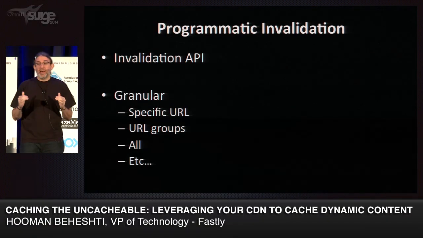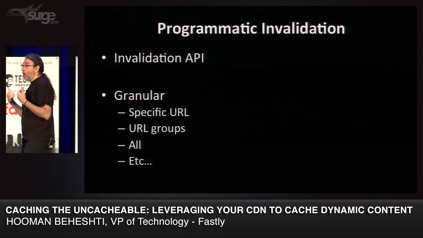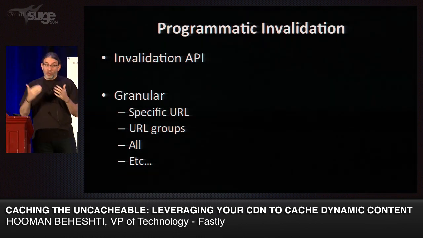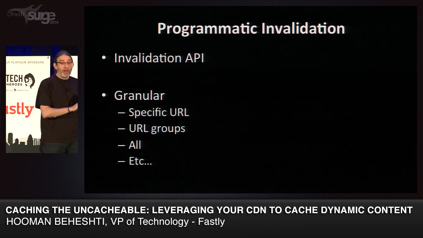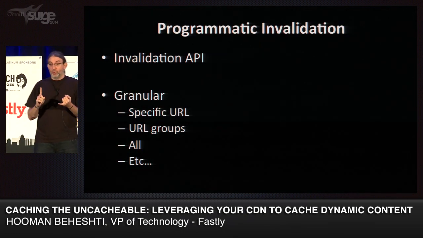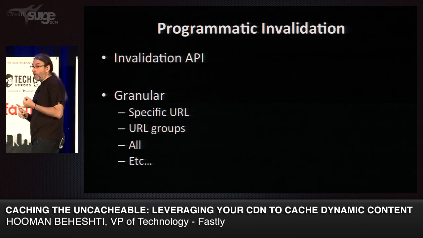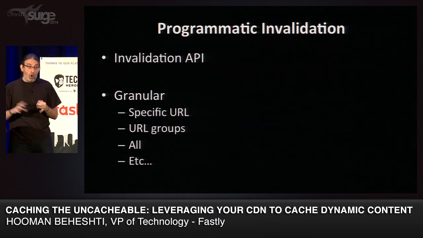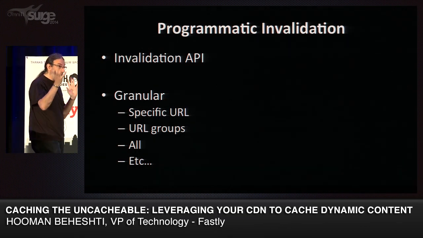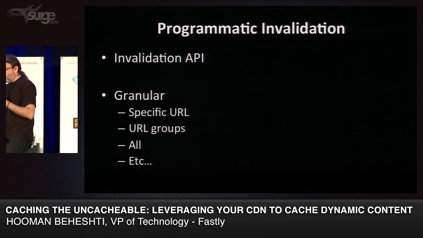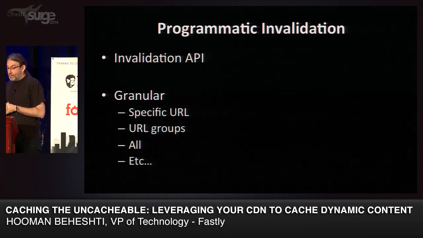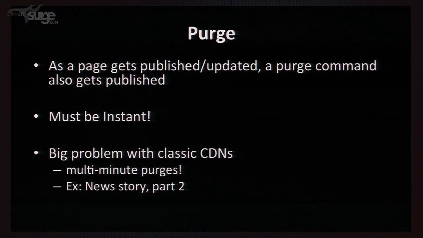The idea here is to have an invalidation API, a way that you, as the content owner, can invalidate that content from the CDN. This has to be granular, meaning you have to be able to do this for specific URLs, for groups of URLs, for all the URLs, depending on how your site is designed or formatted or structured. This is what we call purging in the world of CDN. So this is what a purge is.